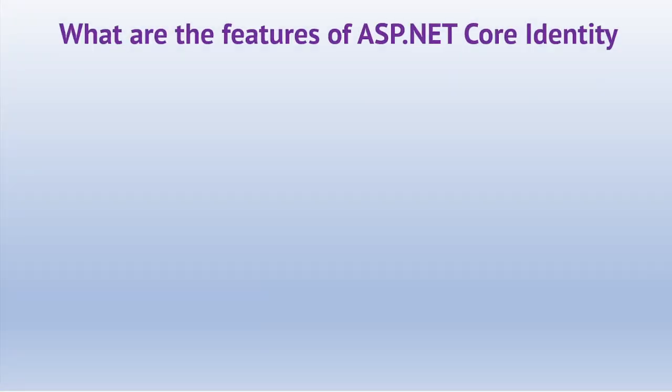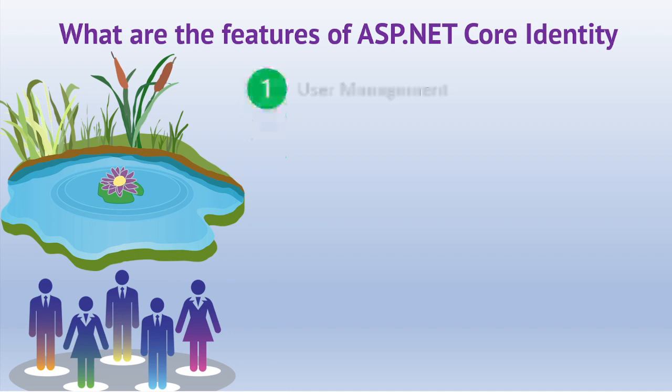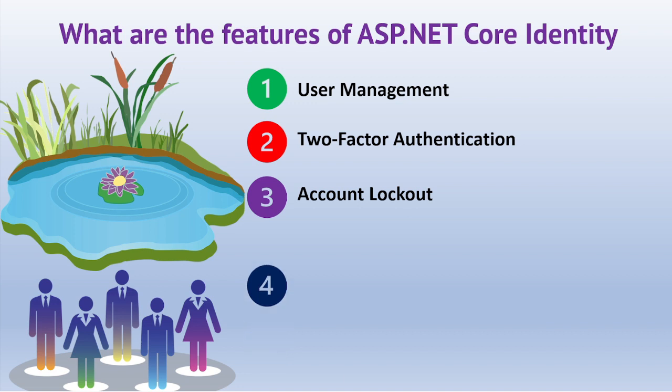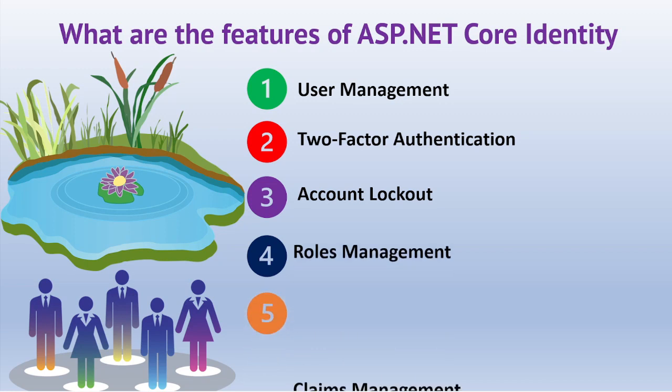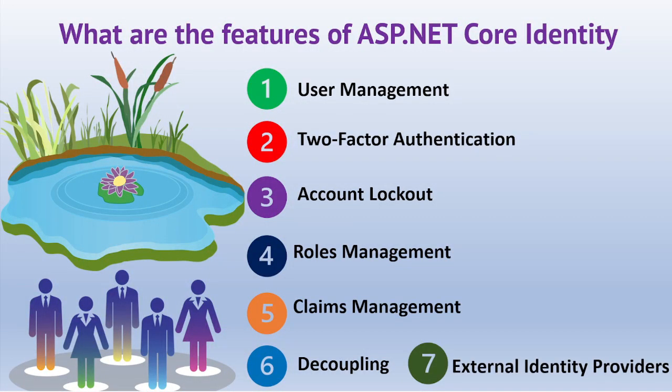But now we need to discuss what are some of the features of ASP.NET Core Identity. One of the features is a user manager. So we need to understand these components. We have user management, two-factor authentication, account logout, and you have been able to see the components that handle some of these features. We have role management, decoupling, and external identity providers. Those are some of the features of ASP.NET Core Identity.